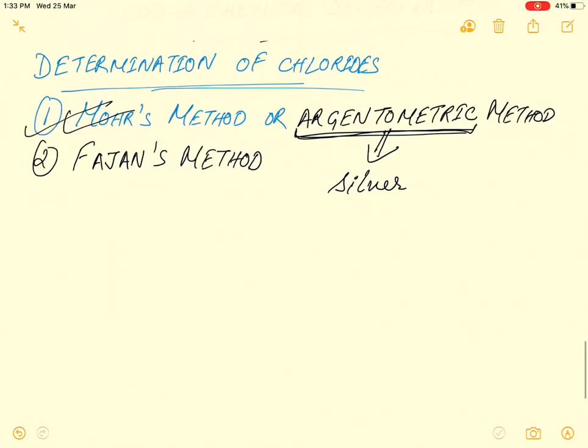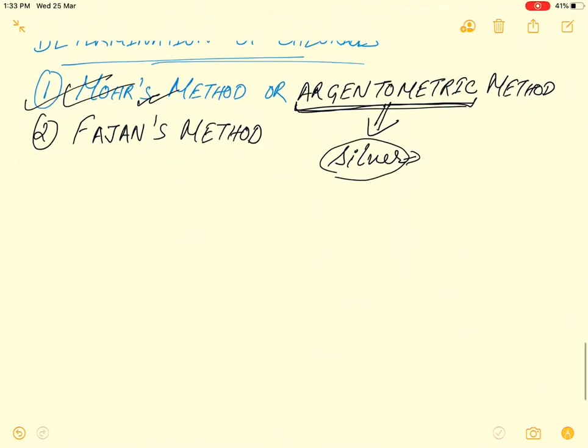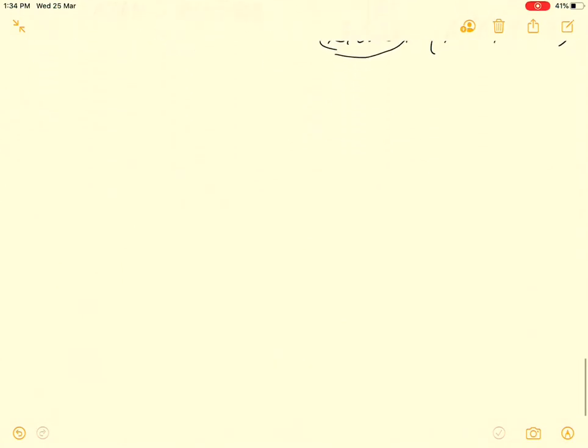Okay, so the Mohr method is mostly used, argentometric. Why argentometric? Because we are using silver. Silver in Latin is called argentum. So that is why this method is called the argentometric method. So what is this method? This is the Mohr method of determination of chloride in a sample of wastewater.